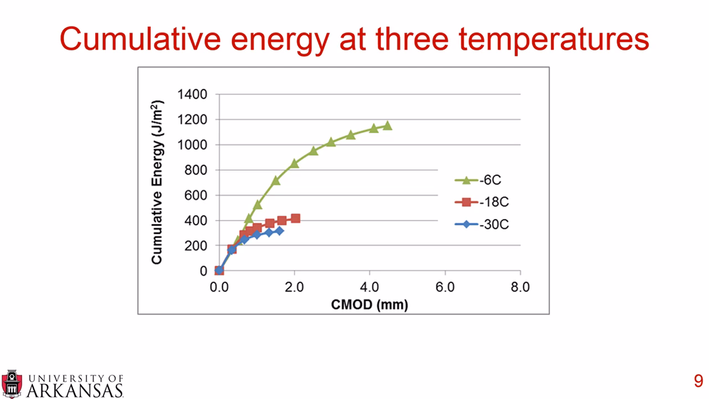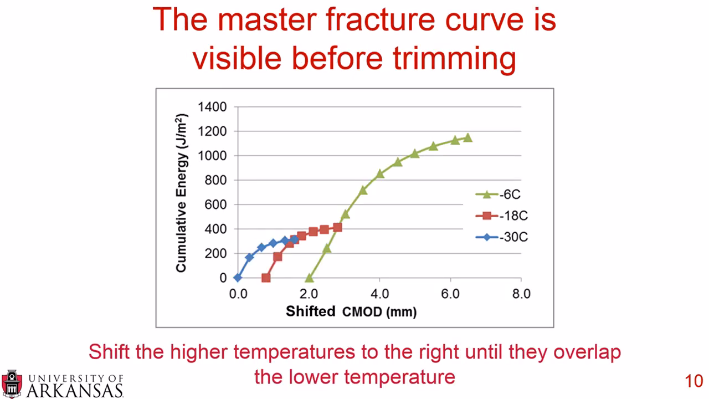Once we have these 3 cumulative energy curves, we shift 2 of the 3 sets of data. So we shift the minus 18 and the minus 6 data, and we simply shift the higher temperature to the right until they overlap with the lower temperature. So you can see the minus 30 degree diamond, the maximum cumulative energy now touches the minus 18 degrees Celsius curve. So we simply shifted until the minus 18 curve intersected with the minus 30 curve at the maximum cumulative energy. And this is how we developed our master fracture curve, by looking at these 3 temperatures in series.